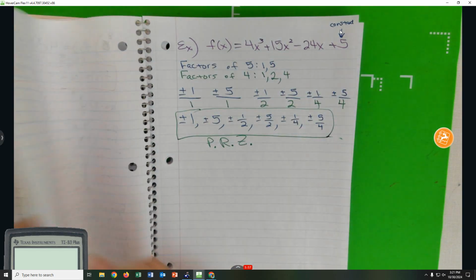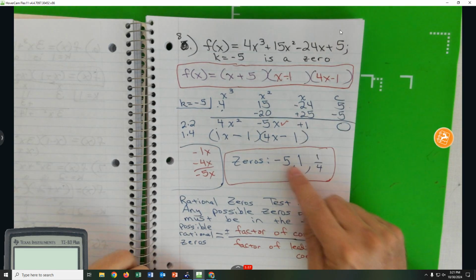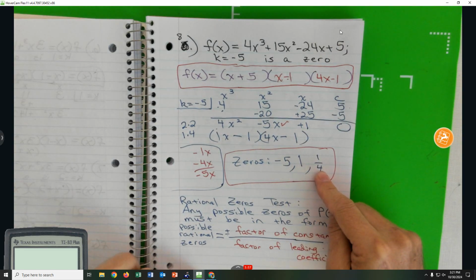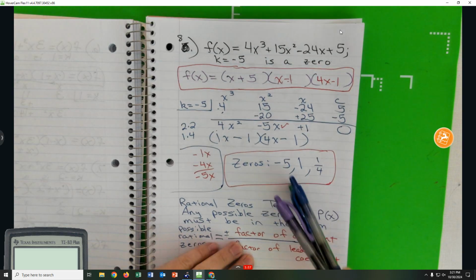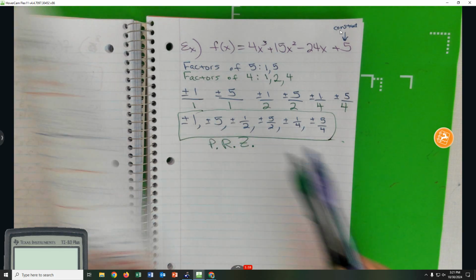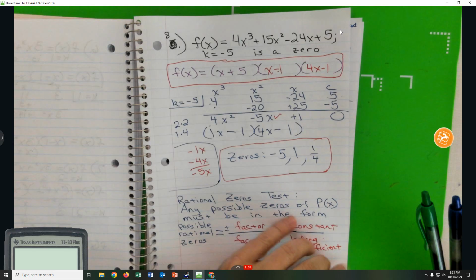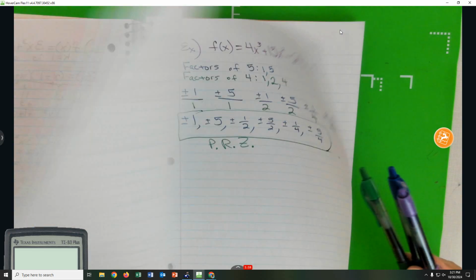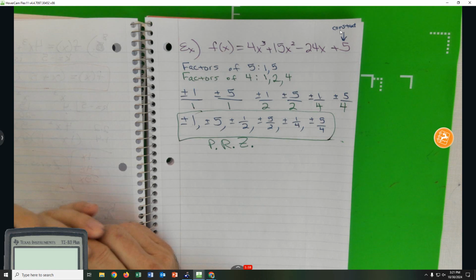Now, we already know the zeros. We found these zeros. They were what? Negative 5, 1, and 1 fourth. These numbers had better be in that little list of ours, are they? Negative 5, is it over here in the list? Yeah, it sure is. Positive 1, yeah, it's in the list. Positive 1 fourth, yep, it was in the list. Any questions there?